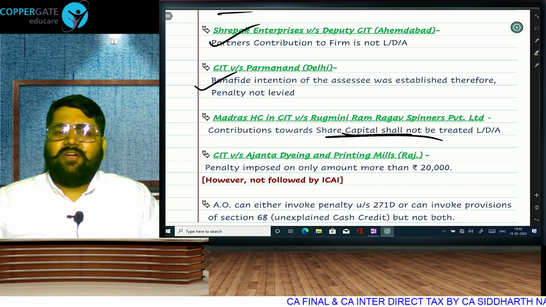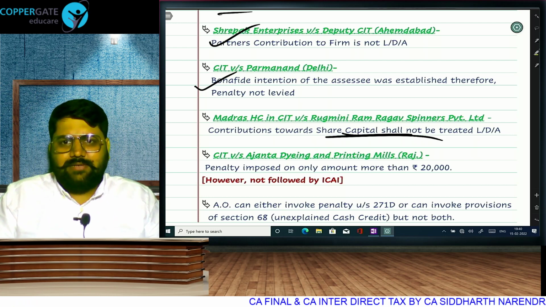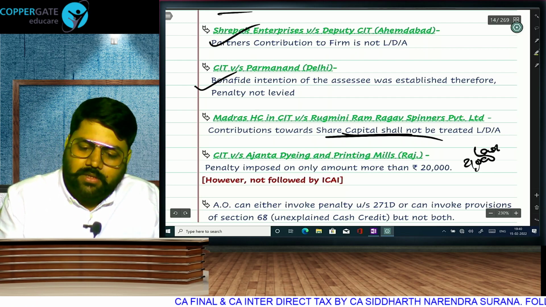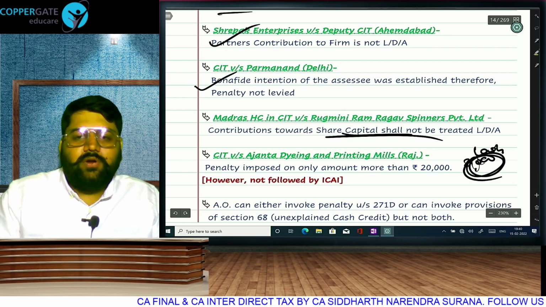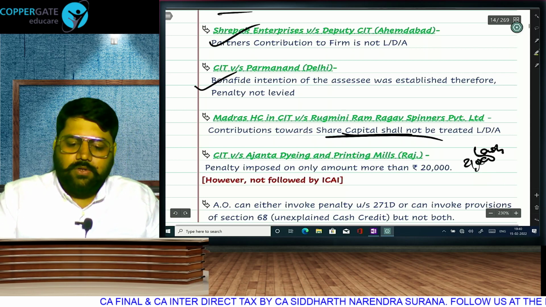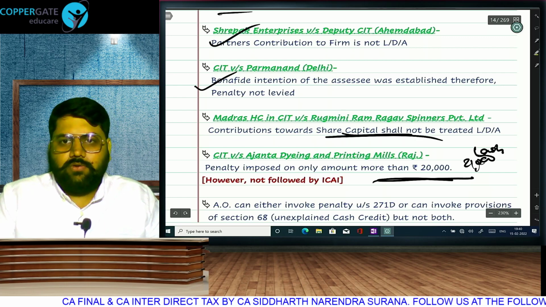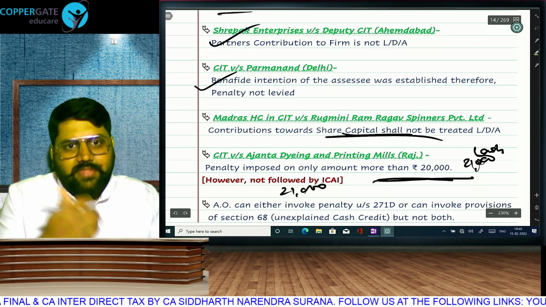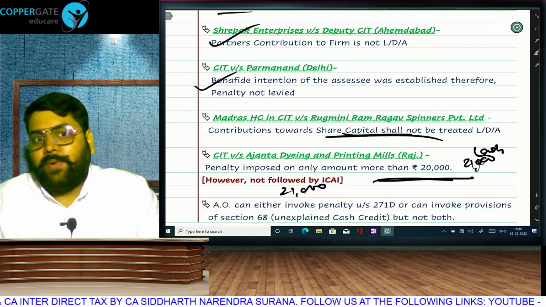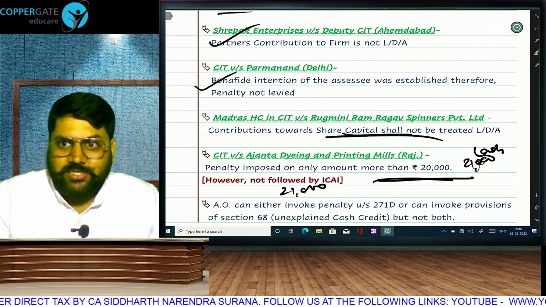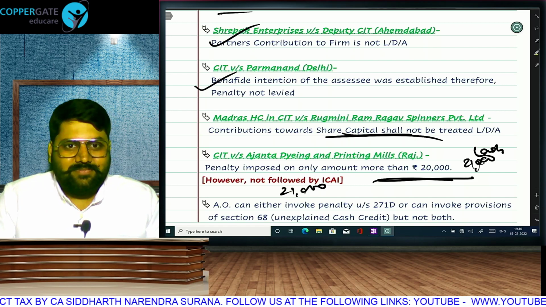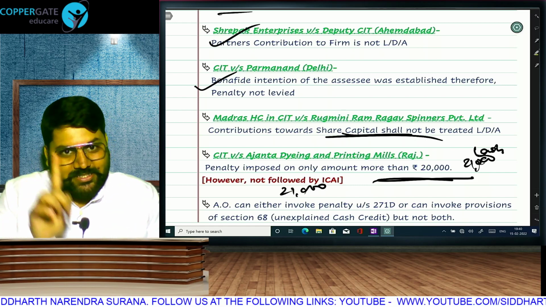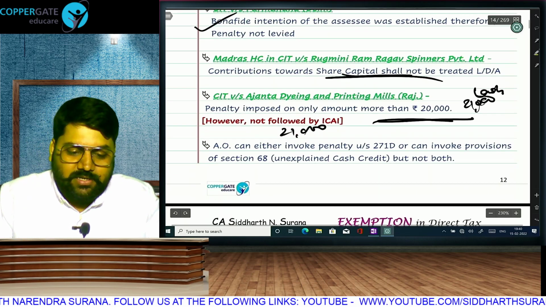Next we have a Rajasthan High Court decision which is not followed by ICAI. If I take a 21,000 cash loan, the Rajasthan High Court levies penalty only on the amount more than 20,000, that is only 1,000. But ICAI will levy penalty of the full 21,000, and that is only sensible, because if I take exactly 20,000, that is also a violation, since equal to 20,000 is also covered. As per Rajasthan High Court, there will be no penalty, but as per ICAI, correctly, there will be 20,000 penalty.